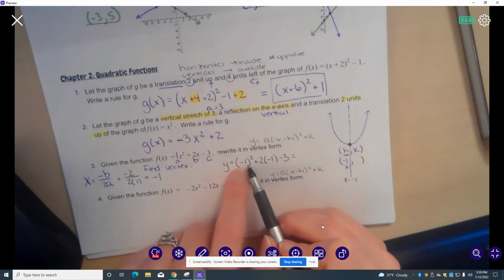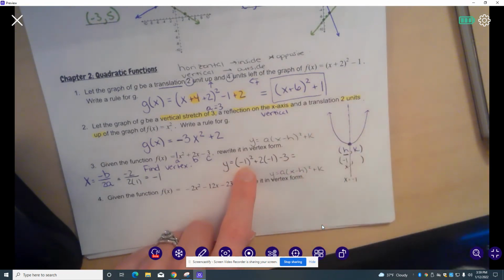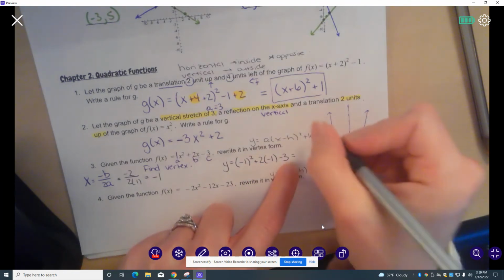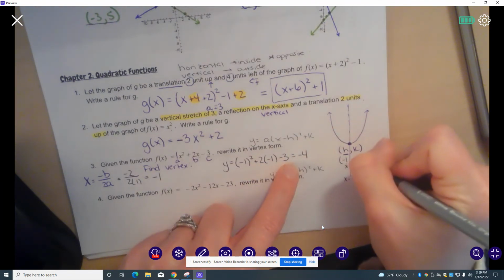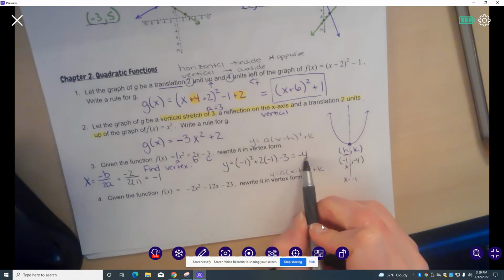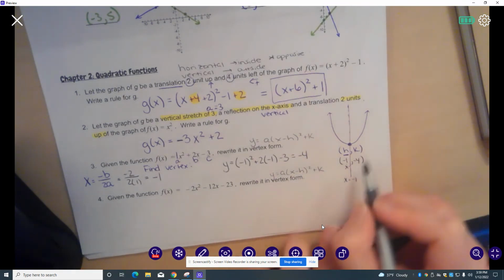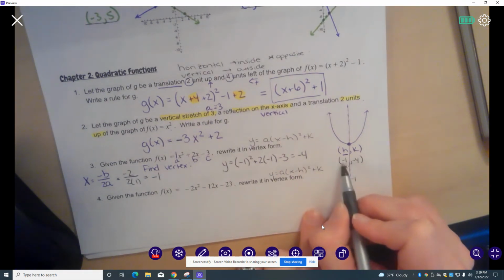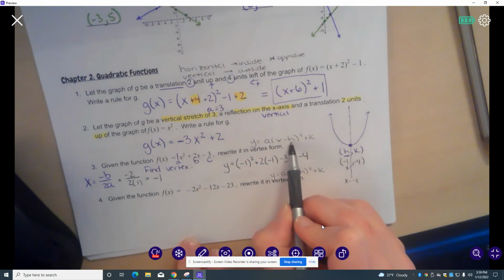So I've got, all right, -1 squared is 1, plus 2 times -1, that's -2. So 1 plus -2 is -1, and then minus 3 is -4. Okay. So that vertex is located at -1, -4. And remember, those are my h and k values. So now I can take those values and plug them in.